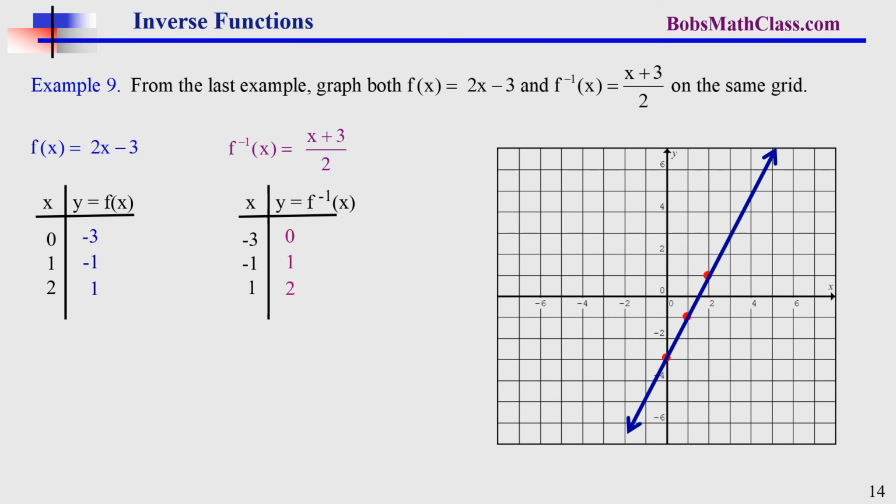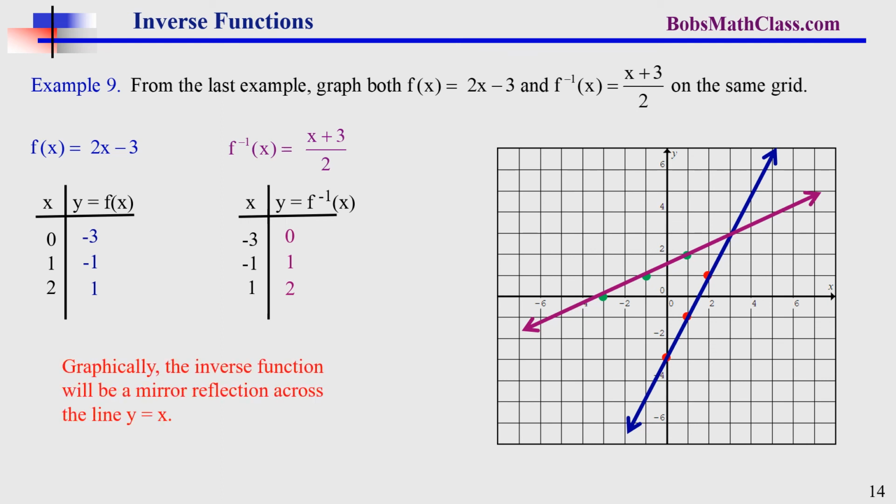Let's plot those points. I use green here. Draw your line. So that is the inverse. So in blue I have the function f of x, and in, I guess it's a maroon color, is the inverse function. Now we also said that the lines were symmetric, that means mirror image, along the line y equals x. So graphically the inverse function will be a mirror image across the line y equals x.